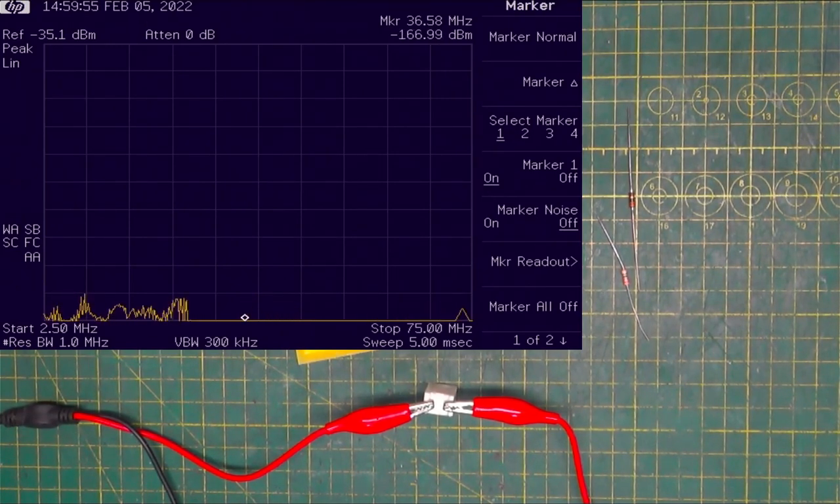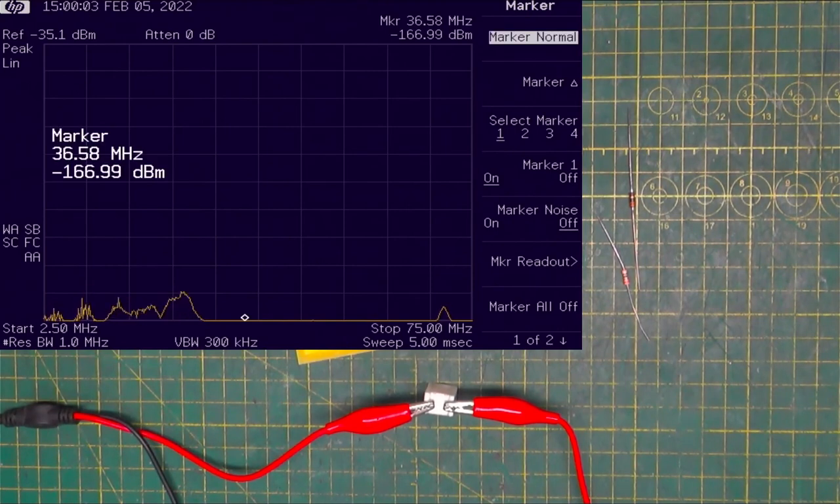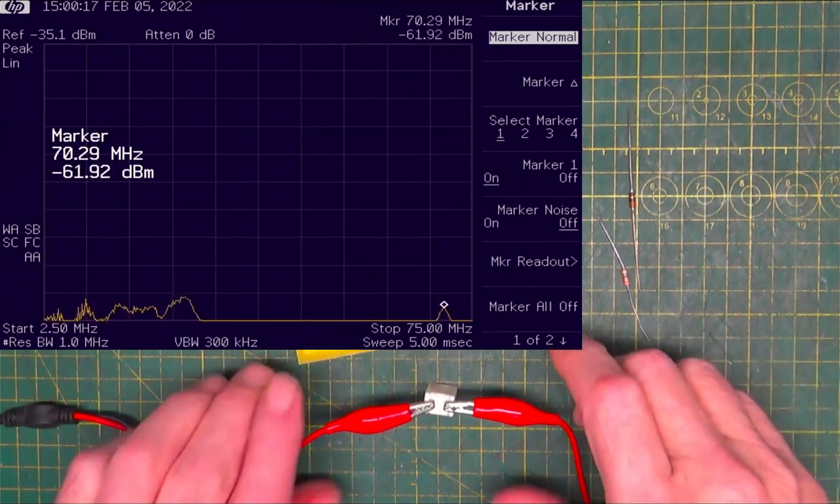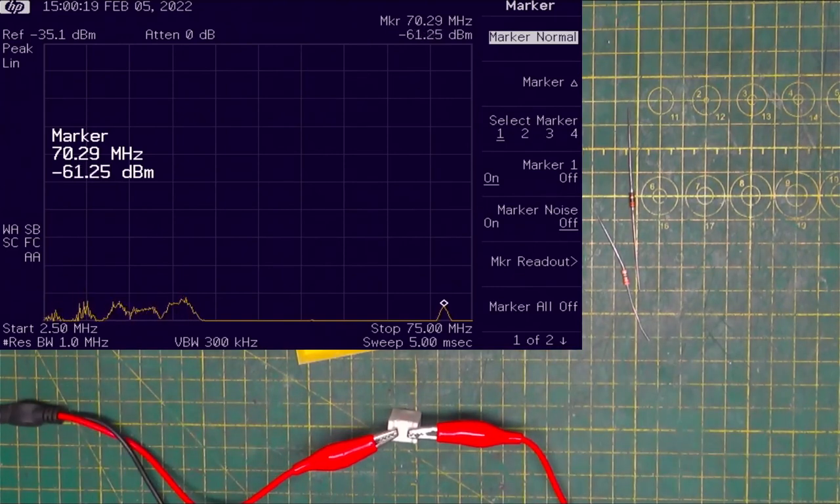So let's take it on out to here. And since that peak is actually lower than my band noise, I'm going to have to put a marker on here and go find it. There we go. We are 61 dB down. That's 20 dB. So you're losing 20 dB of signal through that resistor right there.